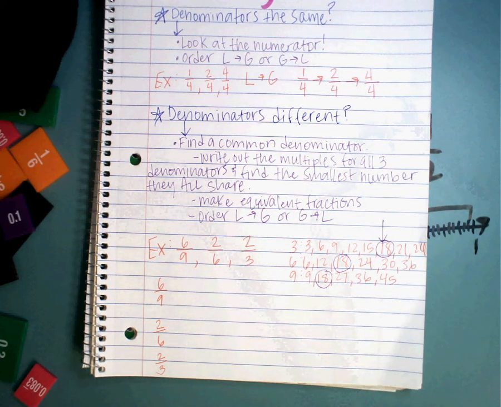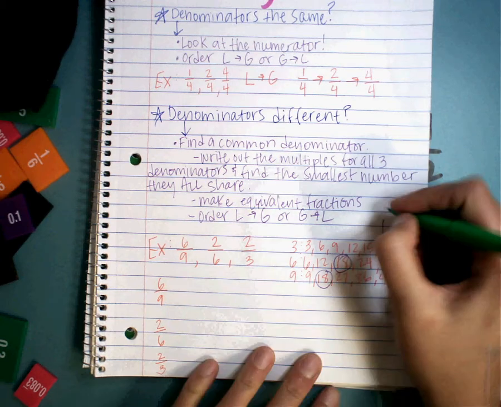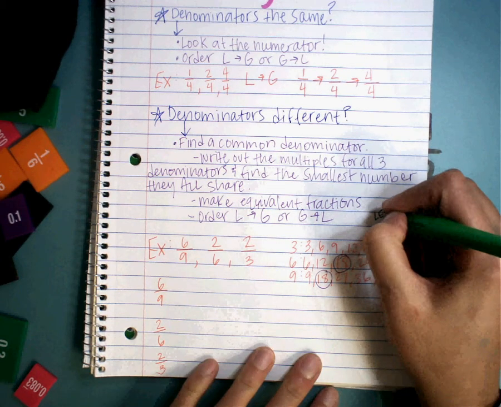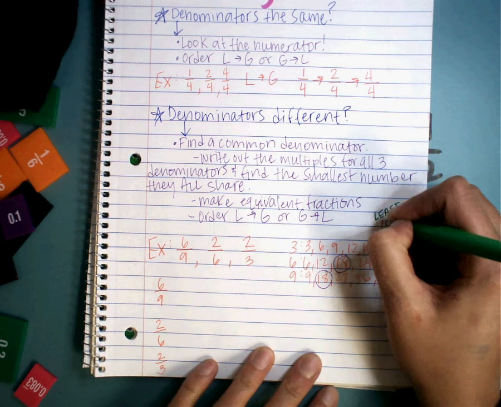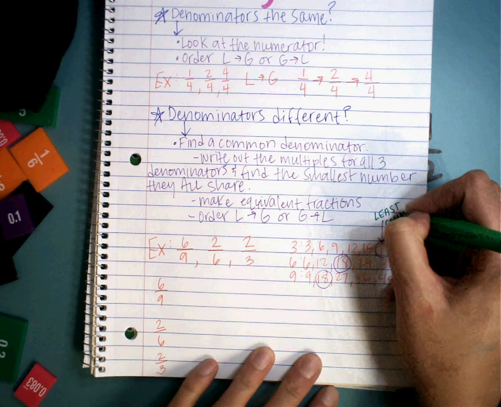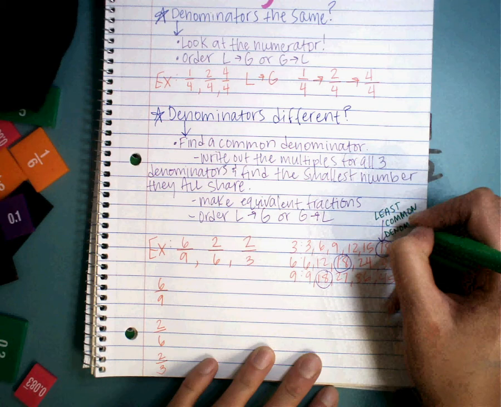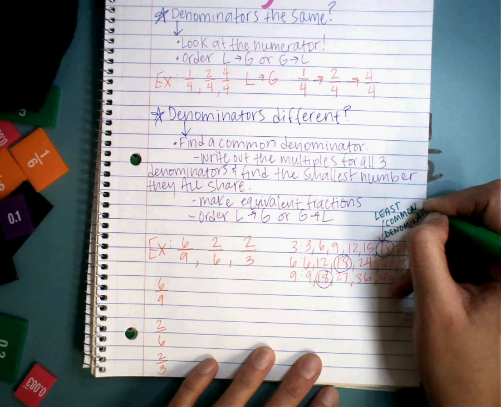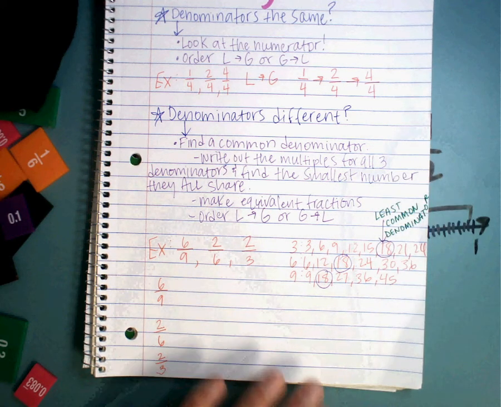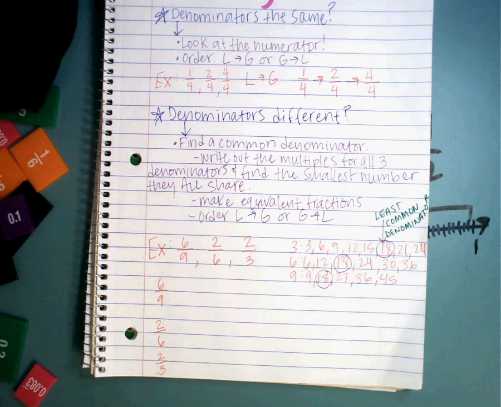This is called your, let's get a new color, this is called your least common, write this in all caps for me, denominator. Oh, I'm going to run out of room. Least common denominator. All right?